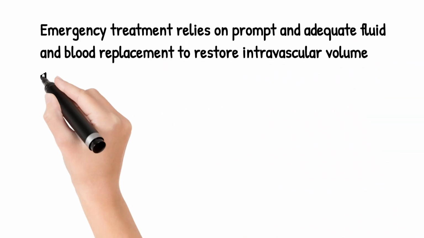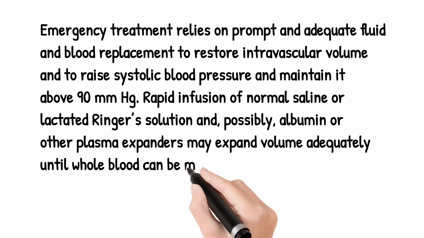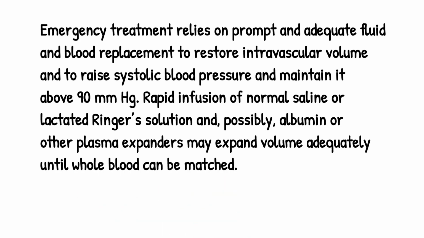Emergency treatment relies on prompt and adequate fluid and blood replacement to restore intravascular volume and to raise systolic blood pressure and maintain it above 90 mm Hg. Rapid infusion of normal saline or Ringer's lactate solution and possibly albumin or other plasma expanders may expand volume adequately until whole blood can be matched.